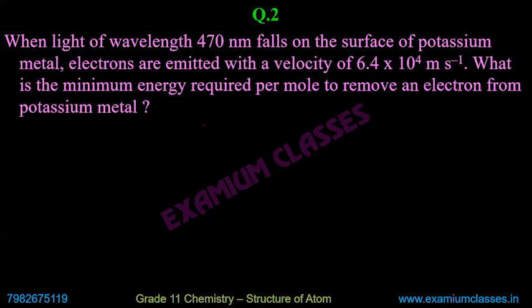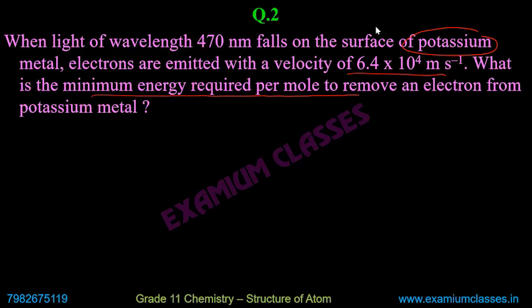Next question. When light of wavelength 470 nanometer falls on the surface of potassium metal, it is photoelectric. Electrons are emitted with a velocity. What is the minimum energy required per mole to remove an electron from potassium metal? Before I start, what precaution do you need to take, what is actually asked in this question? There is a specific point where students make mistakes. So you need to tell me: will you just apply the formula, or to get the answer do you have to do something else also apart from applying the formula?